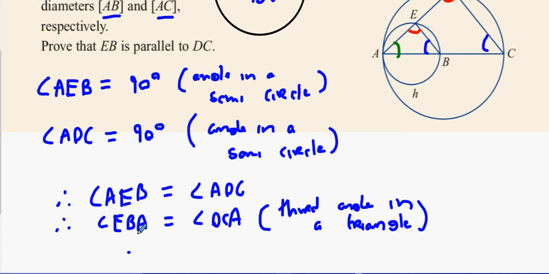So, therefore, three dots means therefore. EB is parallel to DC, because they're the same angles, aren't they? We all good with that? Alright. Tricky.